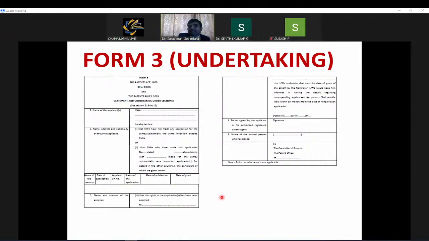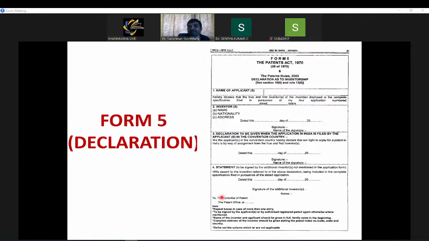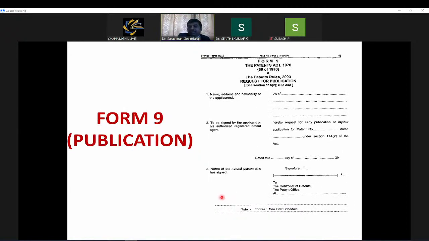And this is Form 3, which will be an undertaking form. In it you are declaring that this is your own invention, and you declare it in Form 5. And this is the form which can be used to say, please publish my invention in a public forum. If you are not applying for publication yourself, within 1.5 years it will automatically come. When you need it earlier, then you have to go with the Tatkal scheme.